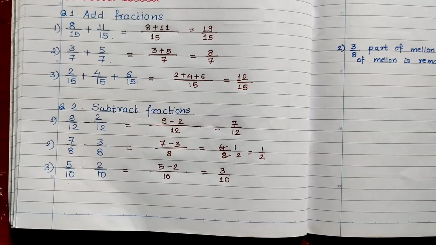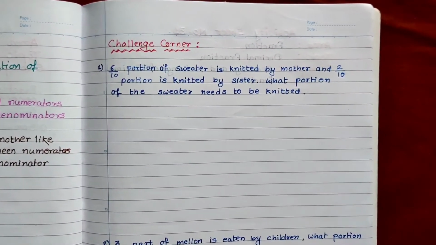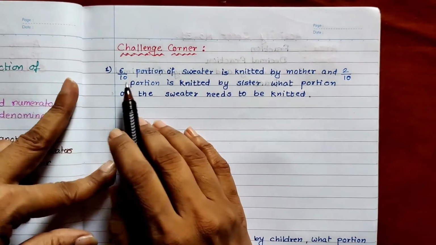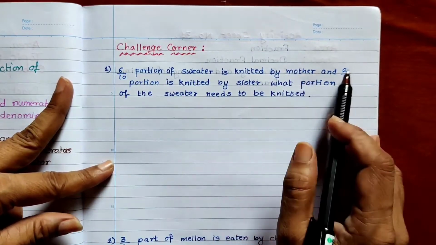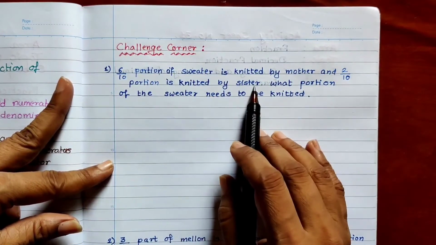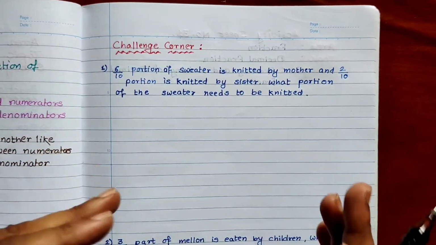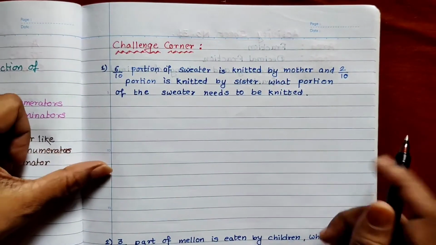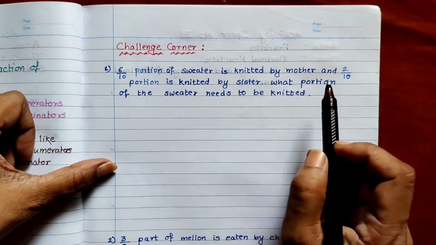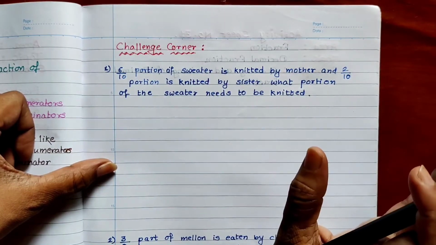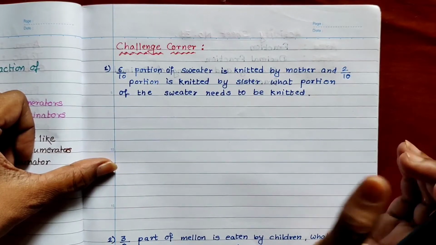Now let us go on to challenge corner. So in challenge corner we have these word problems. First question is 6 upon 10 portion of a sweater is knitted by mother and 2 upon 10 portion is knitted by sister. What portion of the sweater needs to be knitted? That means how much portion is remaining to be knitted. Okay. So first we have to find out total of mother and sister. Total how much portion they both have knitted. And then we will find out remaining portion.